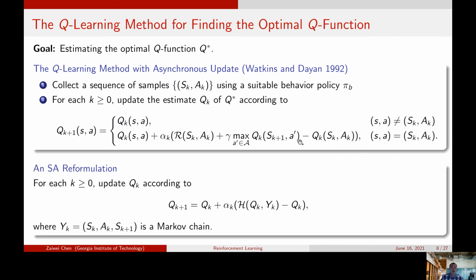So to study this algorithm, we will first reformulate it as a stochastic approximation algorithm. With a suitably defined operator H, we can write the Q-learning algorithm in a vector form here. So the amount of update is H of qk, yk minus qk, where yk is defined to be the triple sk, ak, sk plus 1, and is a Markov chain.